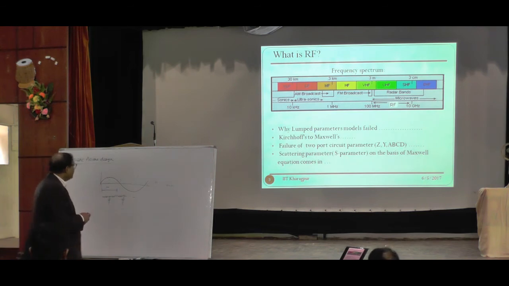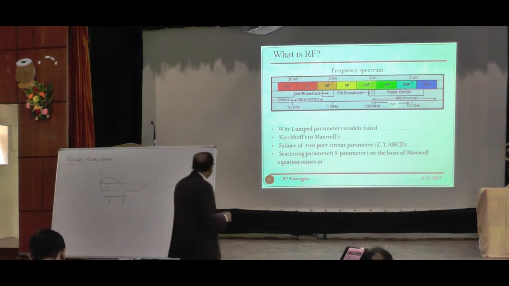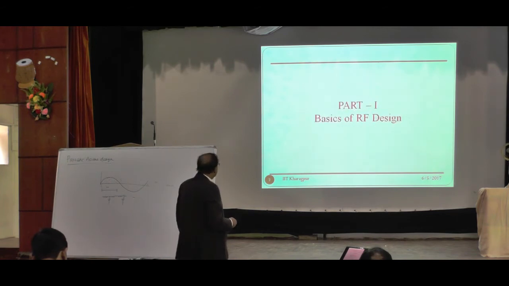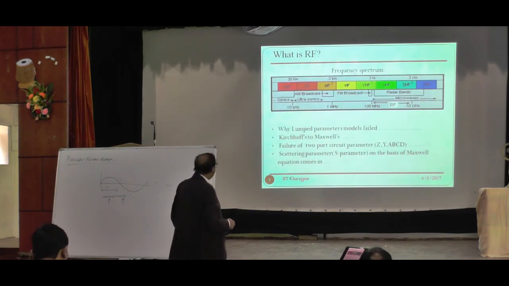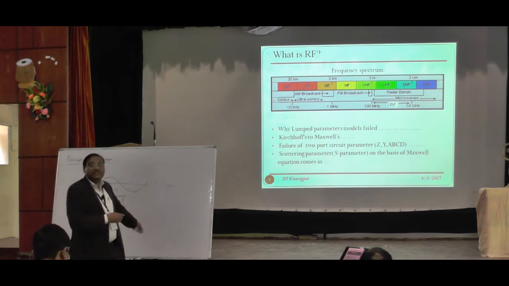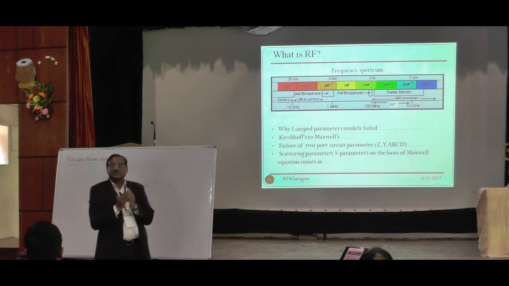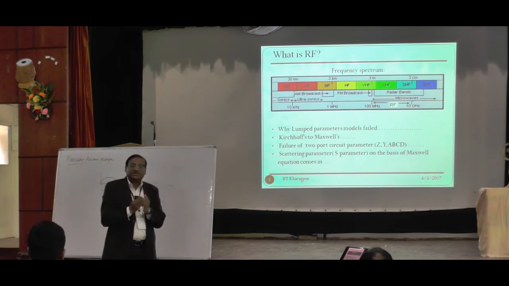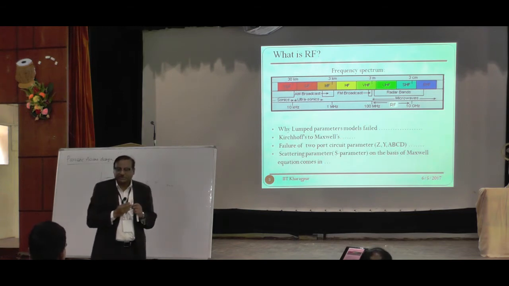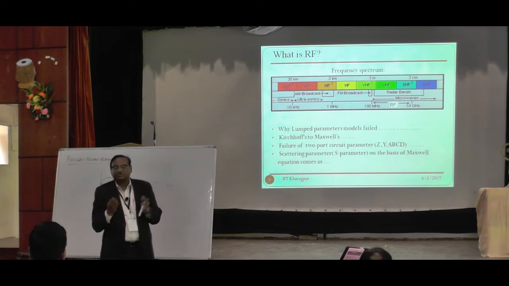Let us come into the points. What I have said, you can make this point. Why does the lumped parameter model fail? You know the answer. When the frequency increases, the wavelength is reduced. When the wavelength is reduced, the length of the components becomes comparable, so there will be an appreciable change in phase along the length of the components. So that requires a distributed model.